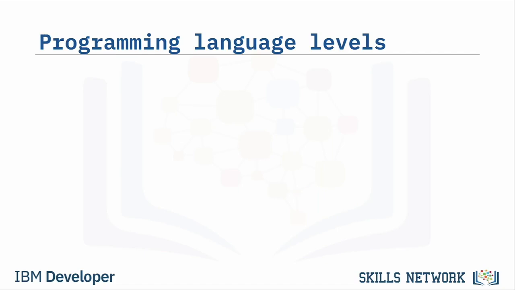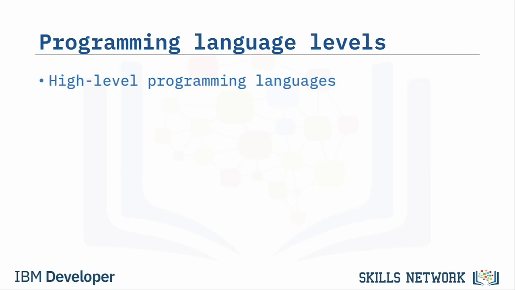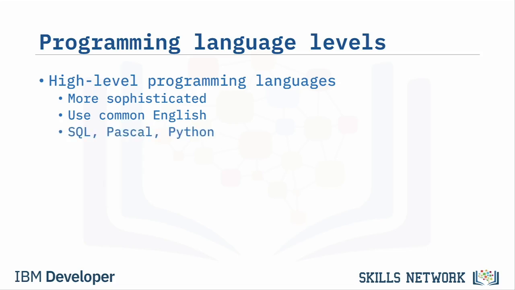But first, we need to categorize programming languages into two levels, high-level and low-level. A high-level programming language is more sophisticated and uses the common English language to make its code more understandable and to increase the speed of coding and debugging programs. Examples of high-level programming languages include query languages, such as Structured Query Language or SQL, structured programming languages, such as Pascal, and object-oriented programming languages, such as Python.